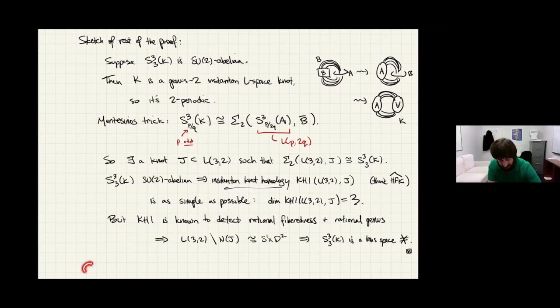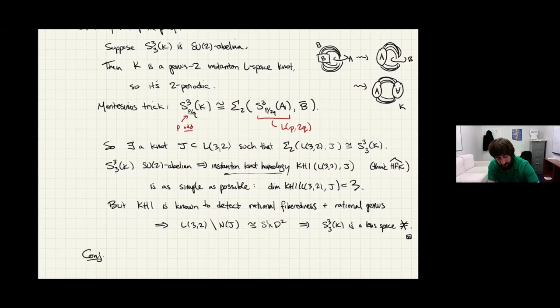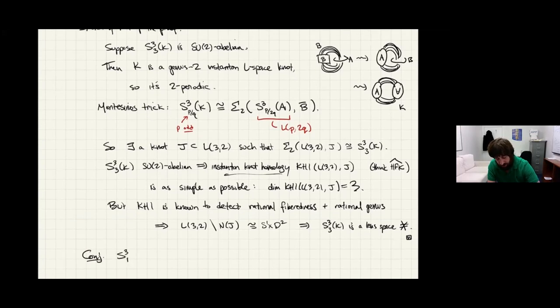I should mention, this is totally reasonable to conjecture, and I really think it's true, but these methods don't quite work for it. You do R surgery on a knot in S3, and it should never be SU2 abelian if the slope is strictly less than 5.